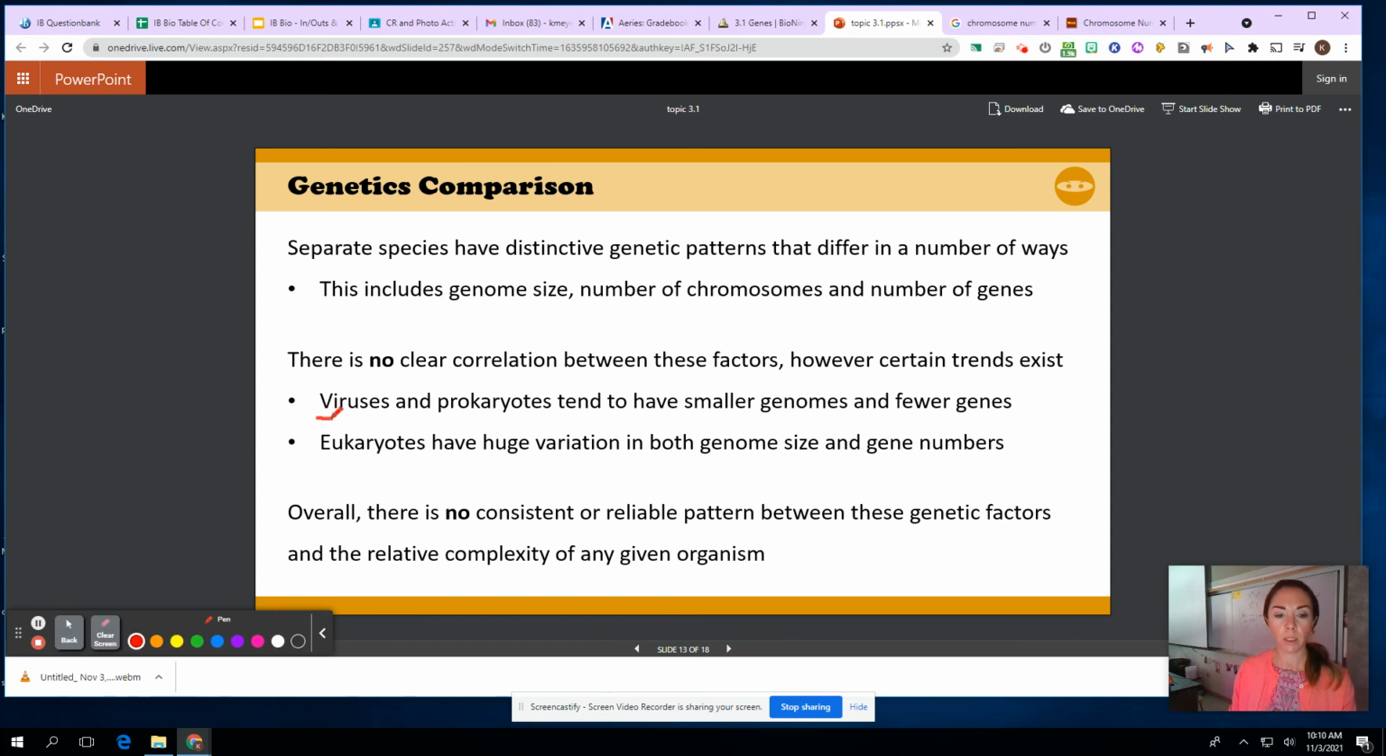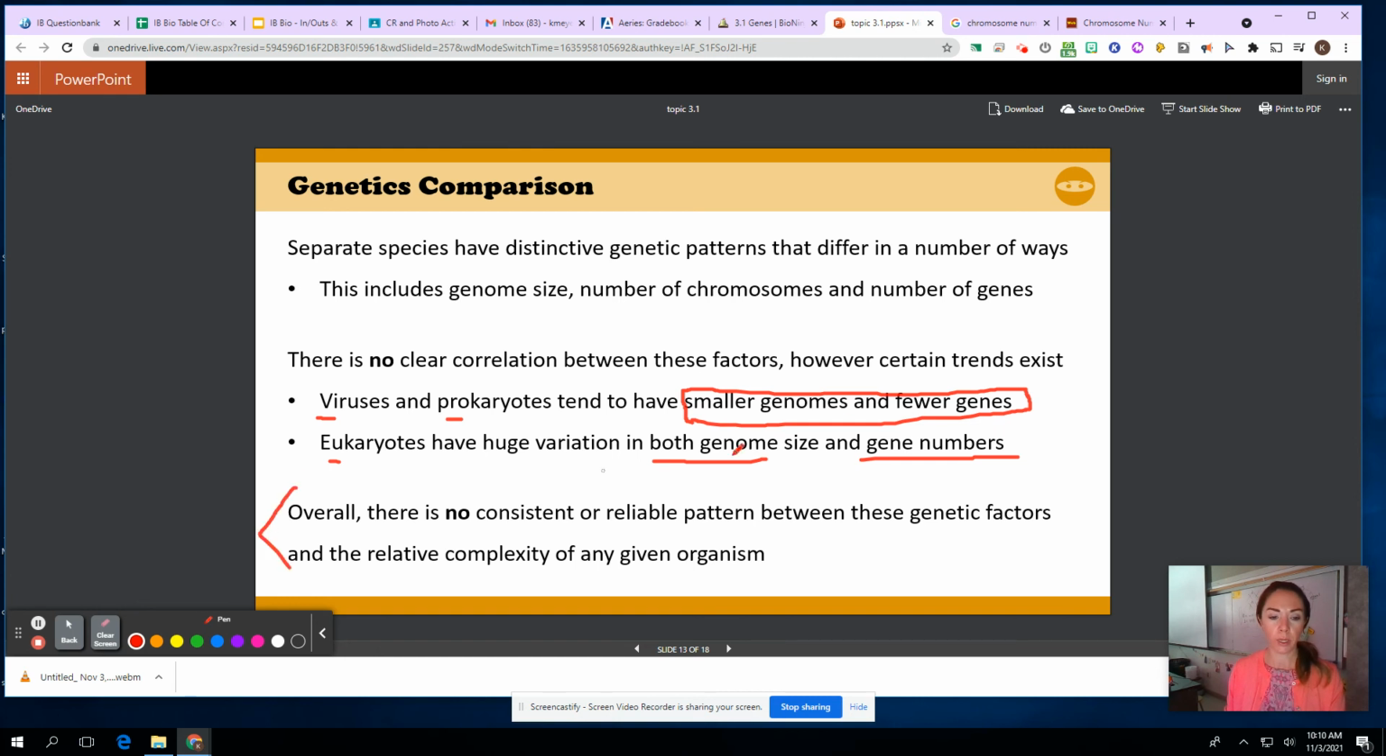We do know that viruses and prokaryotes tend to have smaller genomes and fewer genes, which makes sense, because they're not as complex, they don't need as many proteins. So they tend to, but not always, have smaller genomes and fewer genes. Eukaryotes, so plants and animals, have a huge variation in both genome size and gene number, and that's what I just showed you. From a dog to a cat to a mouse, there's a huge variation in chromosome number and genome size.